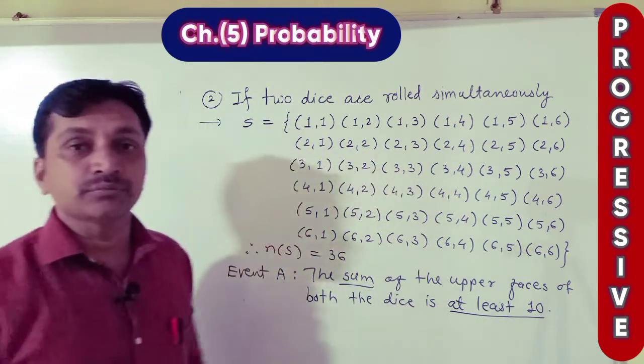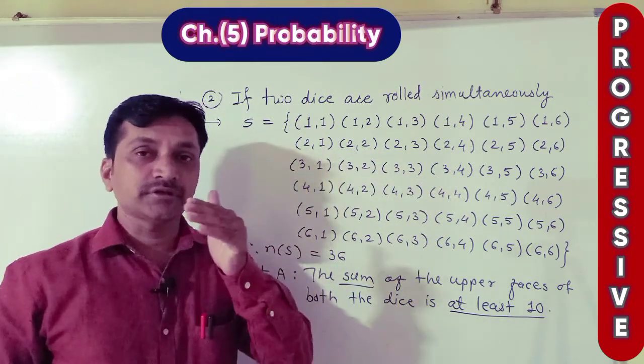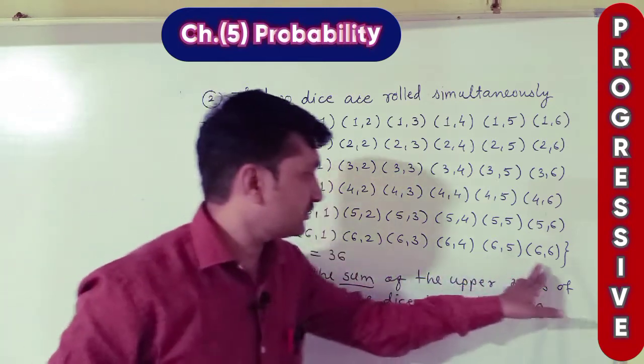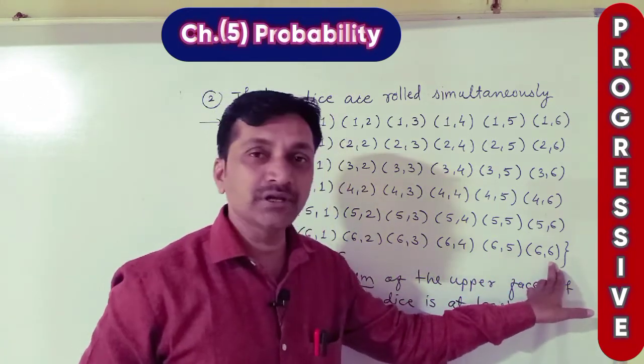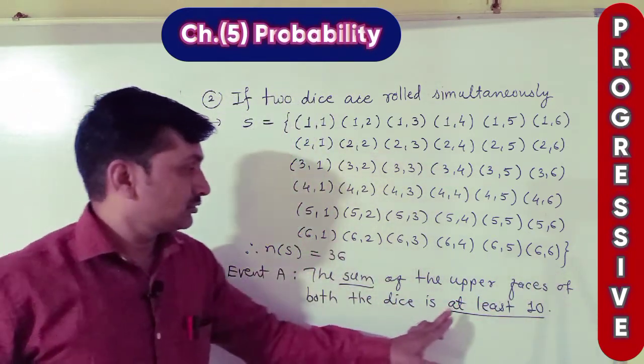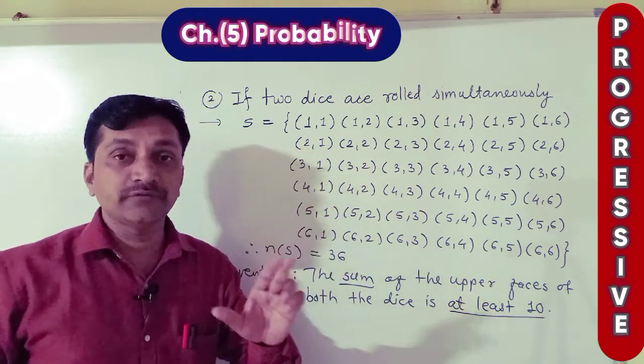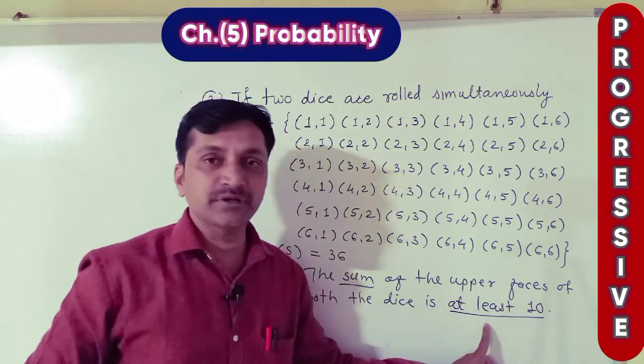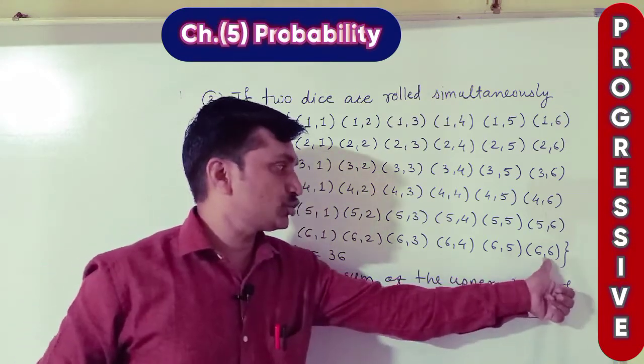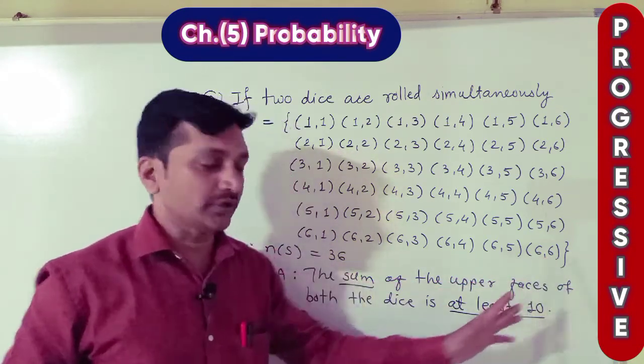Sum at least 10 means minimum 10. Then what is the highest sum you see here? The highest sum is 12. Therefore we want sum 10, 11, 12. At least 10 means minimum 10, and the highest sum is 12. Therefore 10, 11, 12.